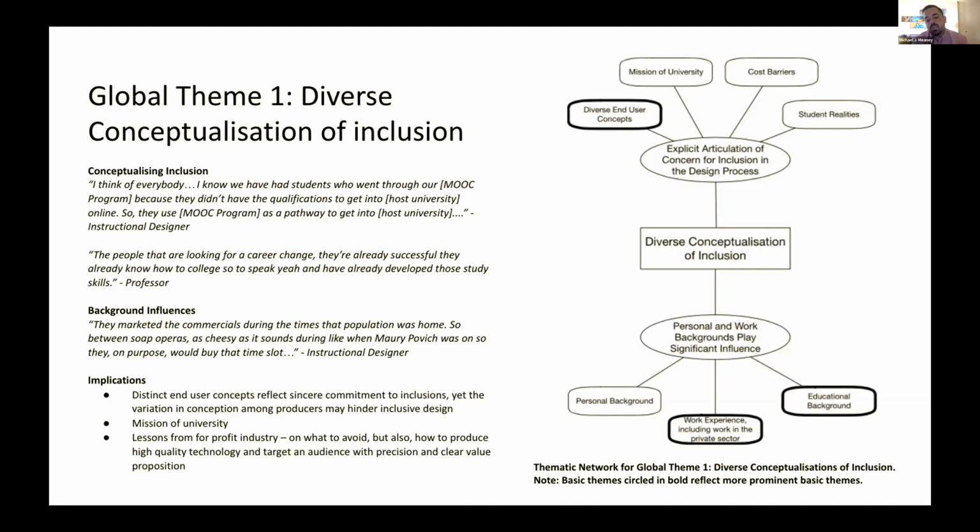And then the professor said, the people that are looking for a career change, they're already successful, and they sort of know how to college, and yeah, they have already developed those study skills. So I share that because one of the primary implications of this paper is that while there was this sincere commitment to inclusion among the producers, the conceptualizations were quite distinct. And from a design perspective, that makes it very, very hard to serve your end user.